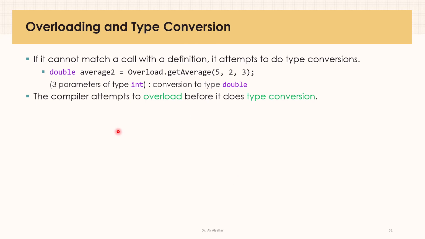Generally speaking, the compiler attempts to overload before it does type conversion. In other words, if it could not find an exact matching for the input parameters in any of the method signatures, then the next step, it will try to do type conversion. Although type conversion is allowed, be careful when you write a program and never depend on type conversion unless you are sure that the type conversion will not give you logical errors or bugs in your program.